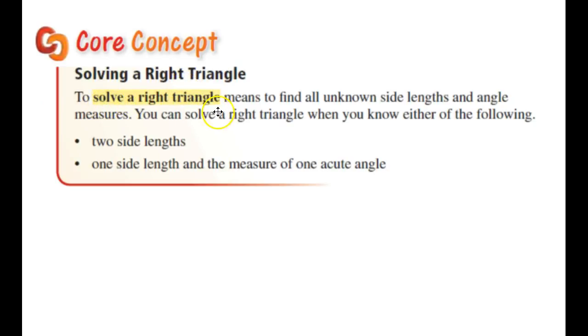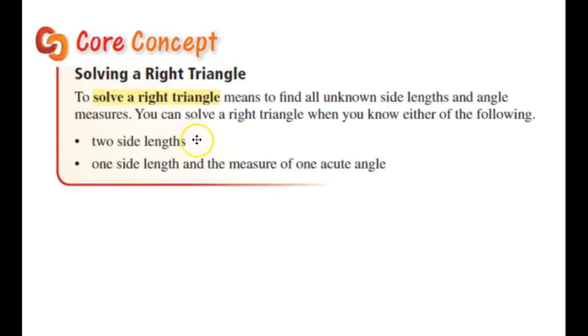So to solve a triangle, that means you find all of the pieces of it. So you have to find all the angles and all the sides. So I can solve a right triangle when I know either of the following. If I have two side lengths, I can use the Pythagorean theorem to find the third side length, and then I can use some of my inverse trig functions to find the angles.